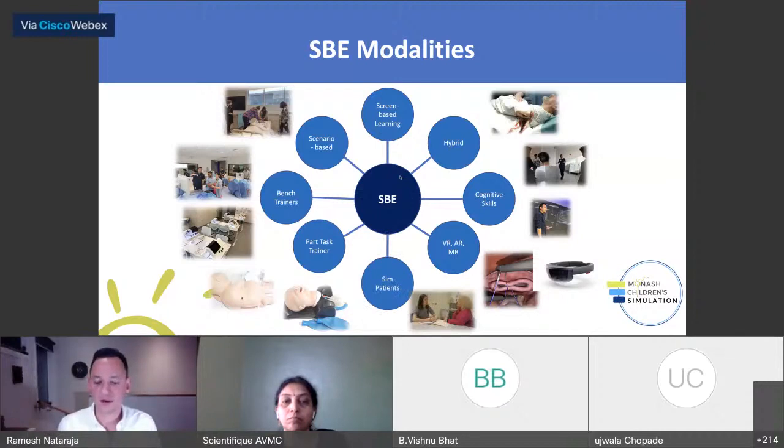And also sim patients, incredibly powerful, but it's a new form of simulation where they're actually now becoming a professional entity, where they actually train not just actors who help us, but they're actually based as simulated participants as well.